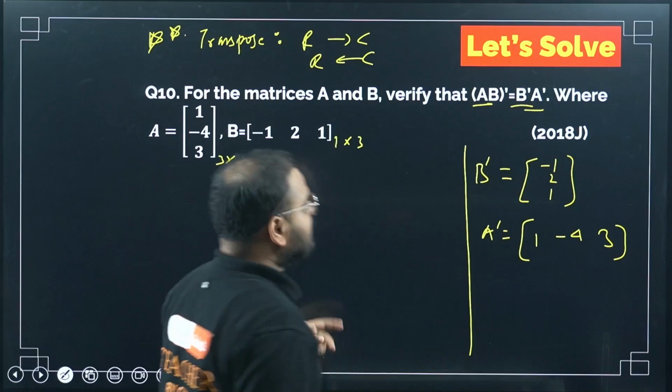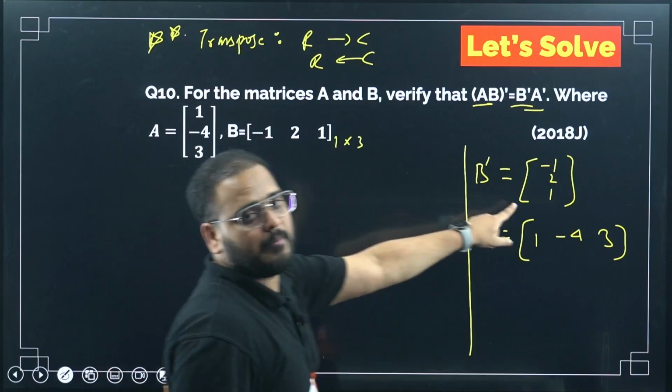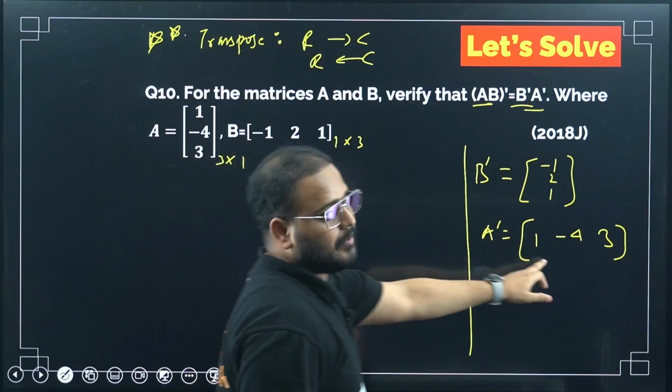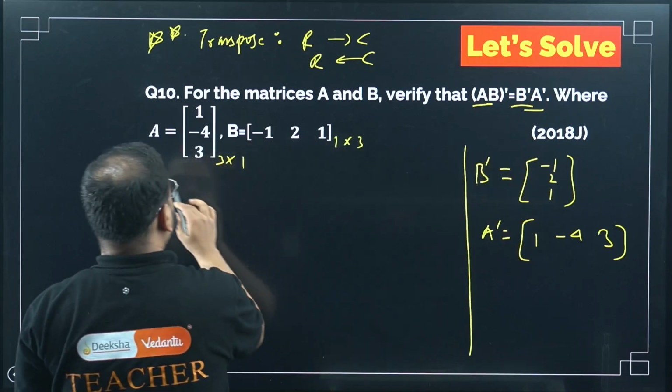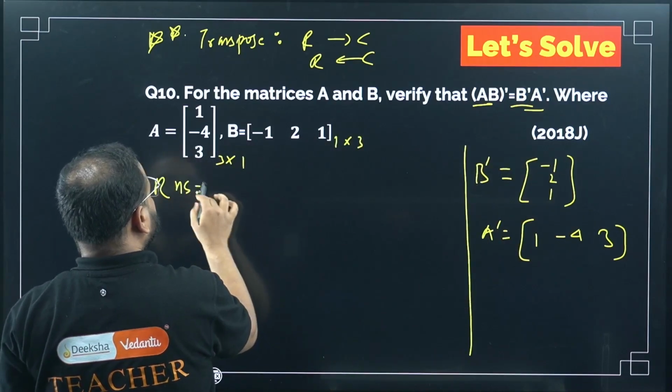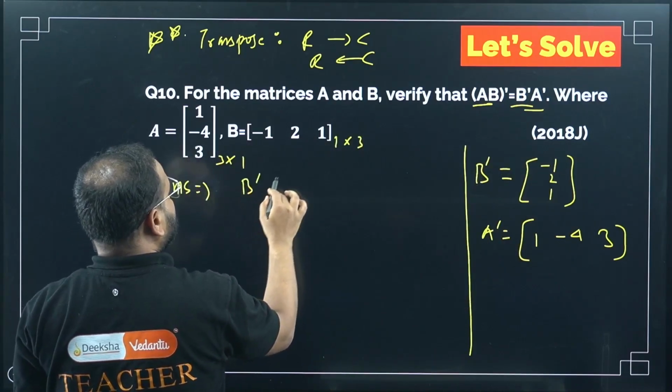See here. So this was a row matrix, it becomes a column matrix. Column matrix becomes row matrix. And what are they asking? Multiply this. RHS. They are asking us B transpose times A transpose.